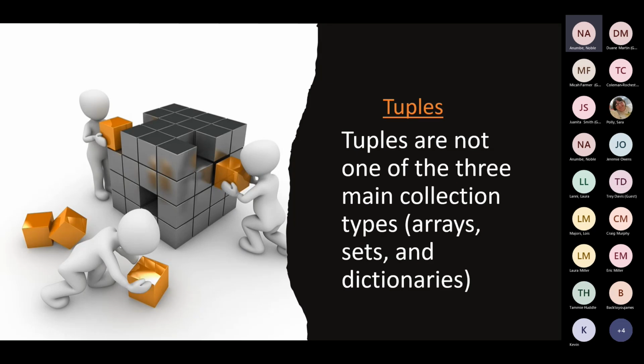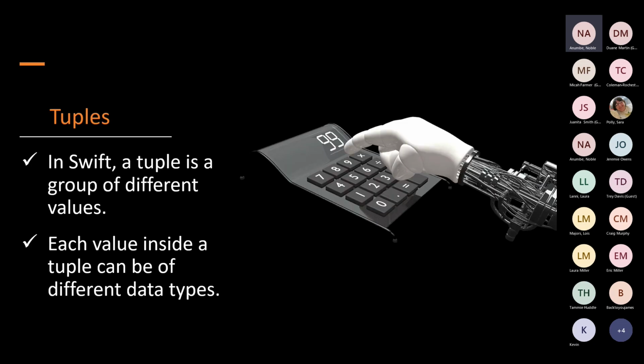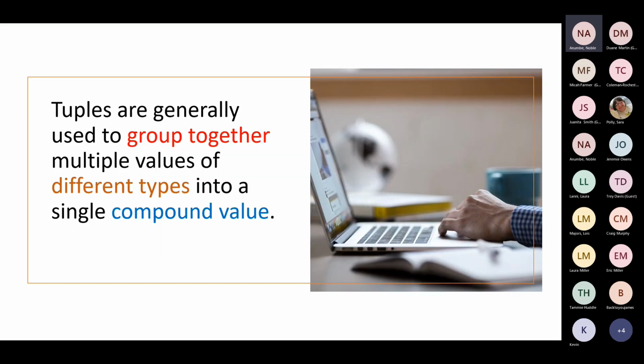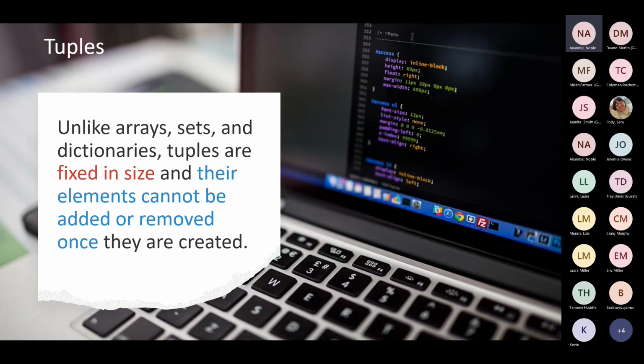Like I mentioned, tuples are not one of the three main collection types, like arrays, sets, and dictionaries. Tuples are a group of different values; you can actually use them to store different data types. Notice all the other ones we've done, probably with the exception of dictionary, you can only store one data type. With tuples, you can store different data types. They are generally used to group together multiple values of different types into a single compound value, right?